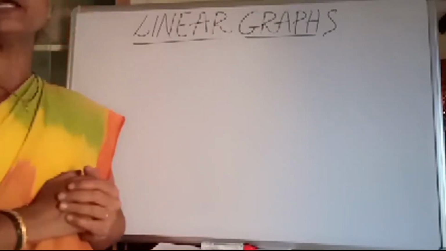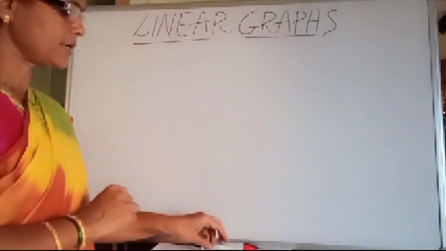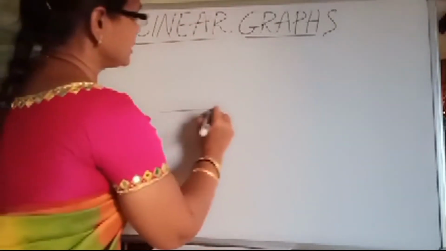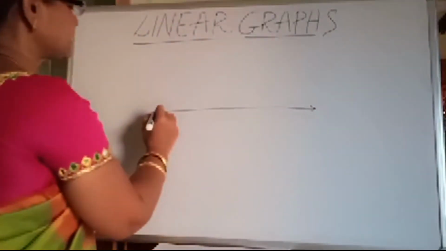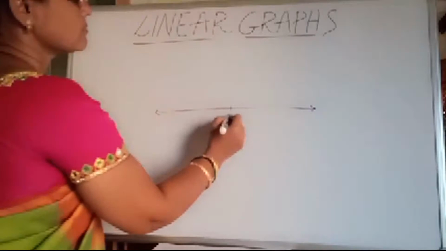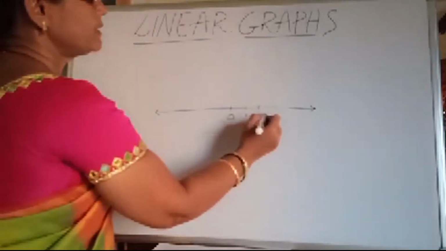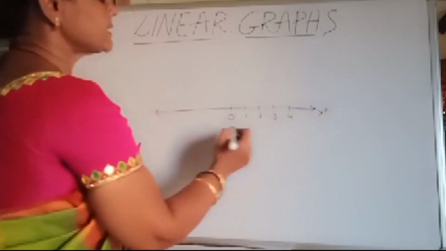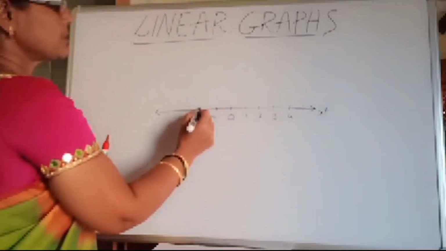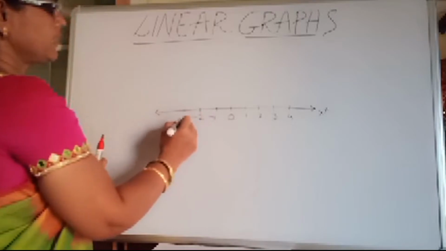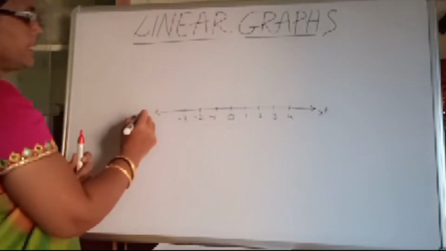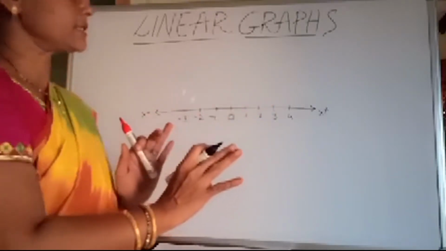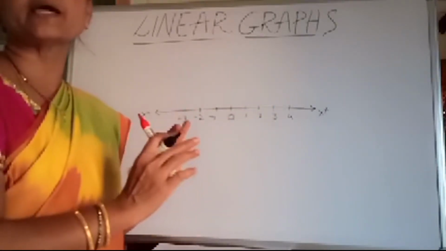For this, we need two reference lines. What are they? One is the x-axis. The horizontal number line is called the x-axis. On this line, the right side of 0 has positive numbers, called the positive x-axis, and the left side of 0 has negative numbers, called the negative x-axis. Overall, this horizontal number line is the x-axis.